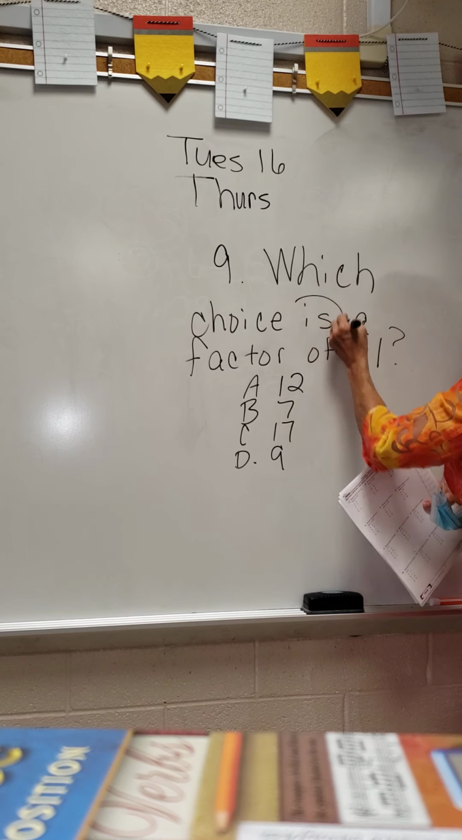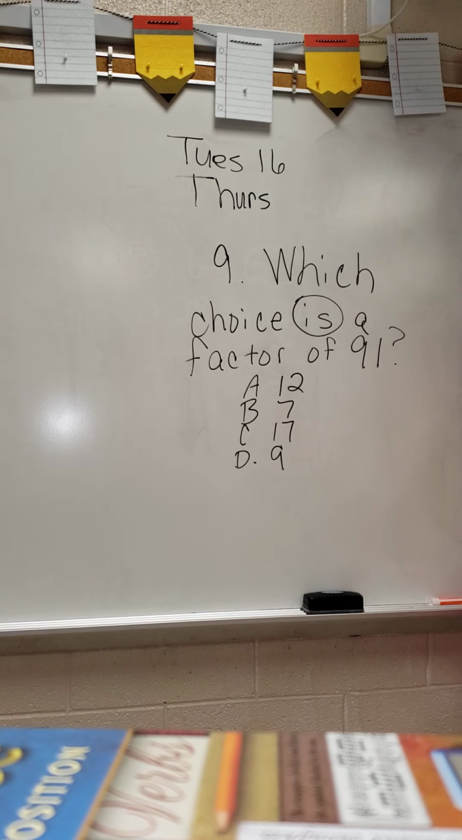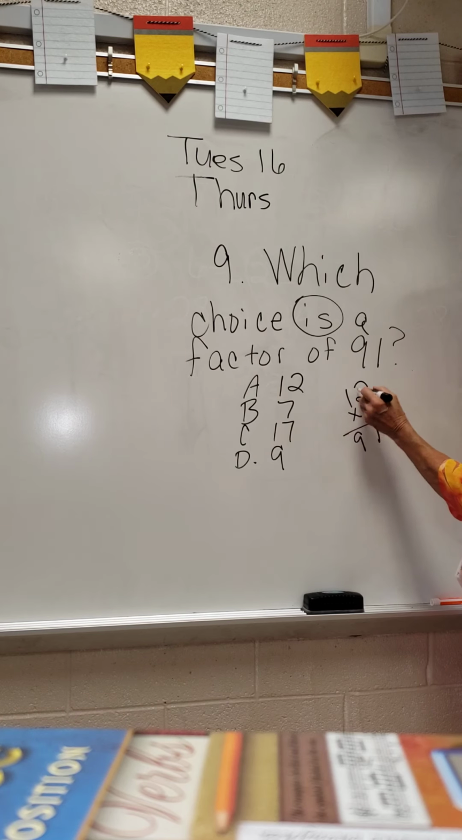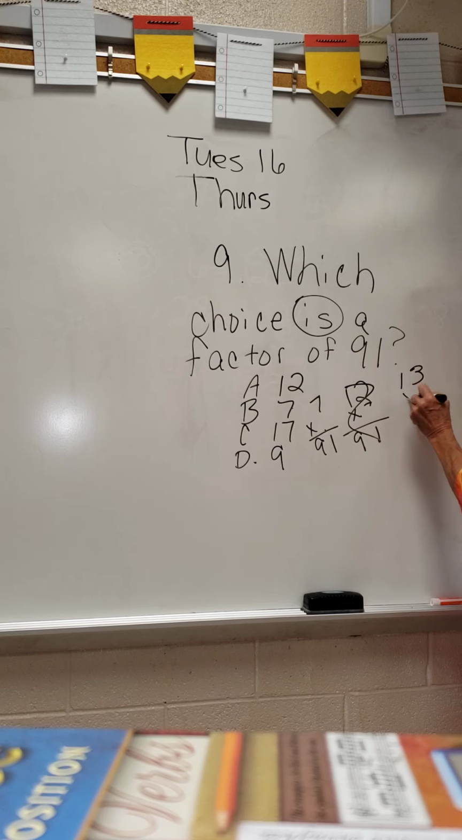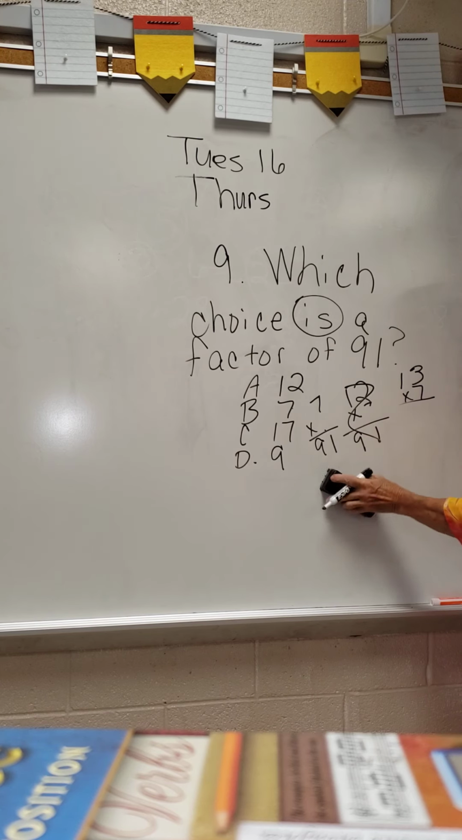Now this one says which is, so how many answers am I looking for? 1. Will 12 times something give me 91? No. 3, 4, 5, 6, 7, 8, nope, okay. What about 7? Will 7 times something give me 91? Or how many times will 7 go into 91? What will it be? 13. All right, let's see, 13 times 7? Exactly right.